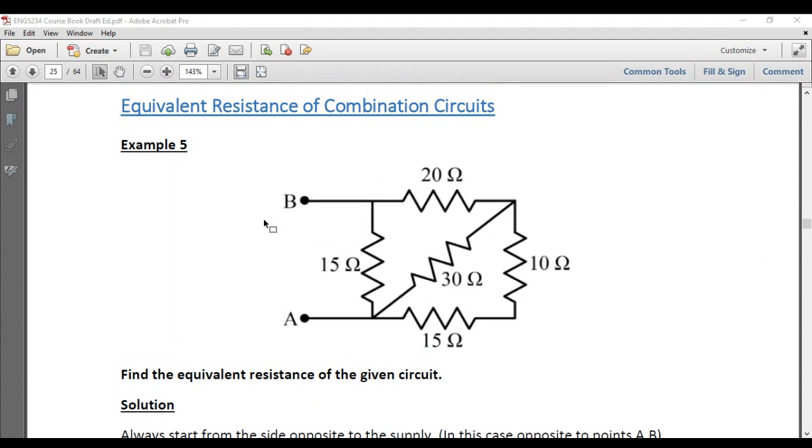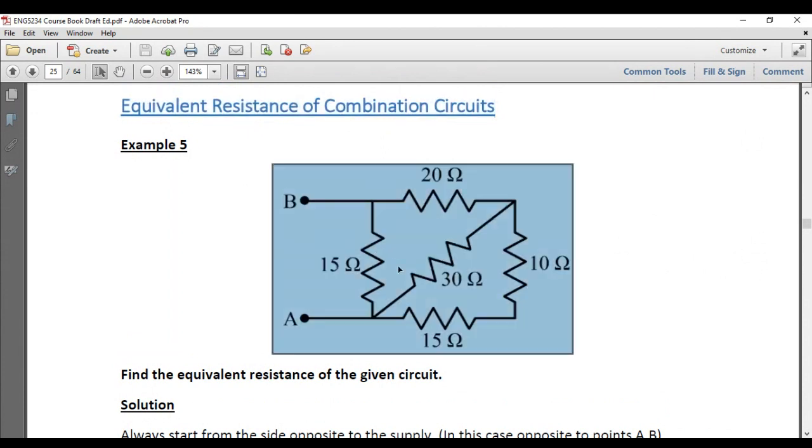Okay, class, our next topic is to find equivalent resistance of combination circuits. If you remember in our previous lectures, we covered series circuit and parallel circuit for combination of resistors. And in that lecture, we learned how to find the total resistance or equivalent resistance of series circuit or parallel circuit. Now we will discuss finding equivalent resistance of combination circuit.